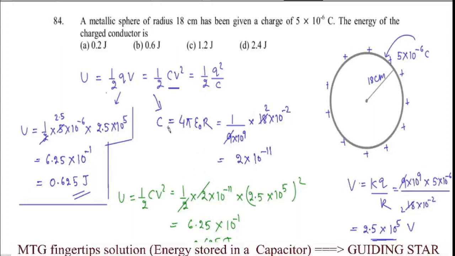So finally, this is a process where you have to calculate the capacitance separately, so it will be better to go through the first one. Clear? Or you can use the formula Q square by 2C, then also you will get the same result. Clear? So finally here option B will be the correct one.